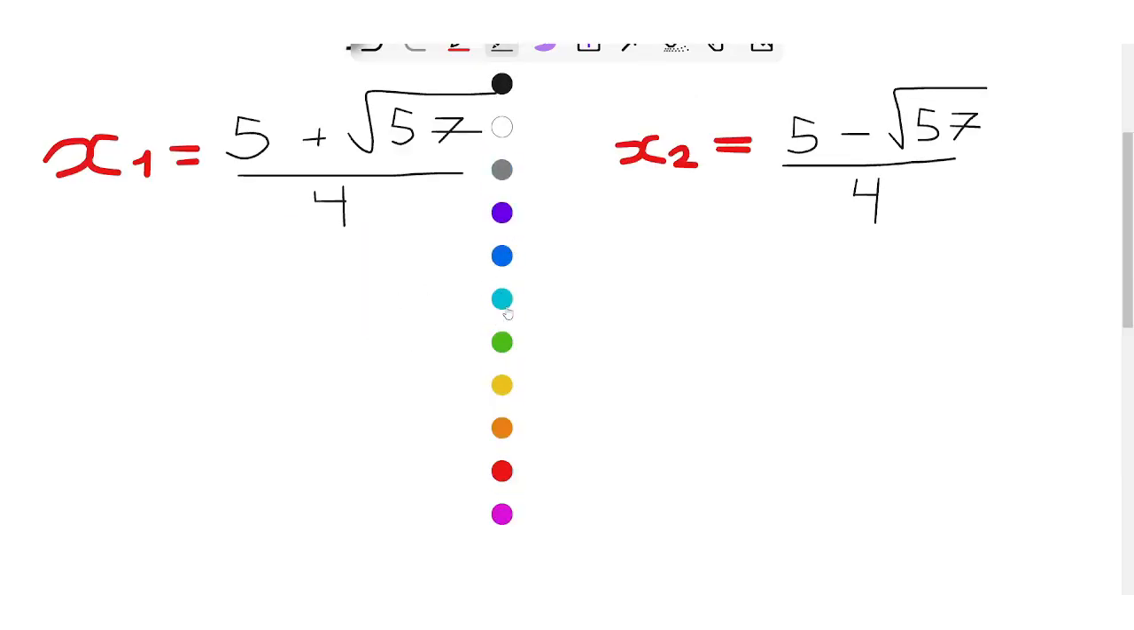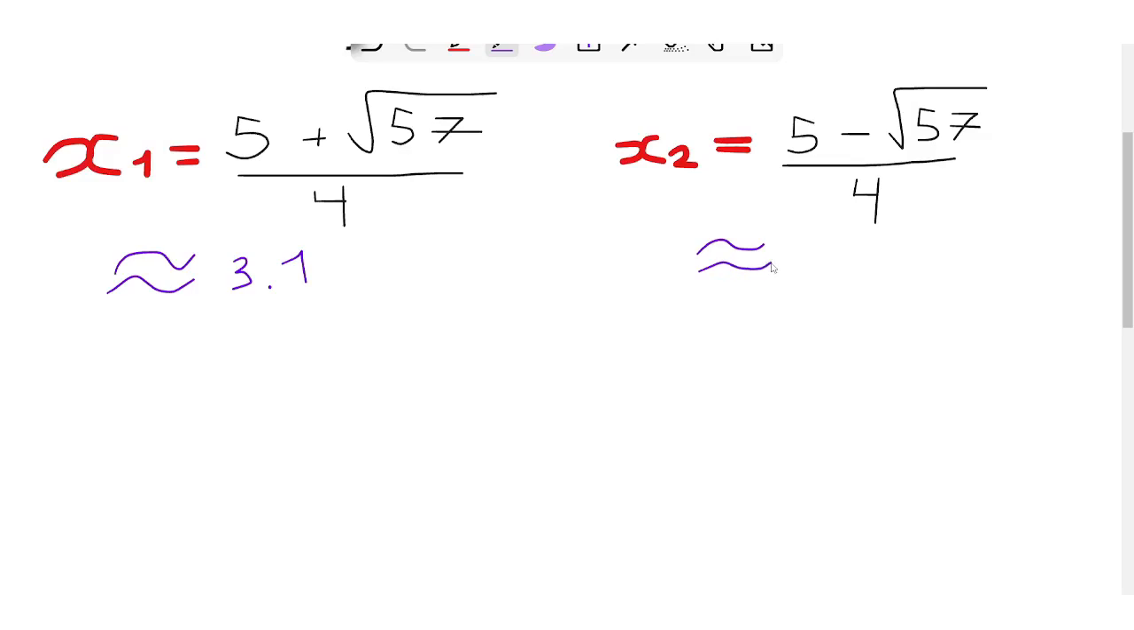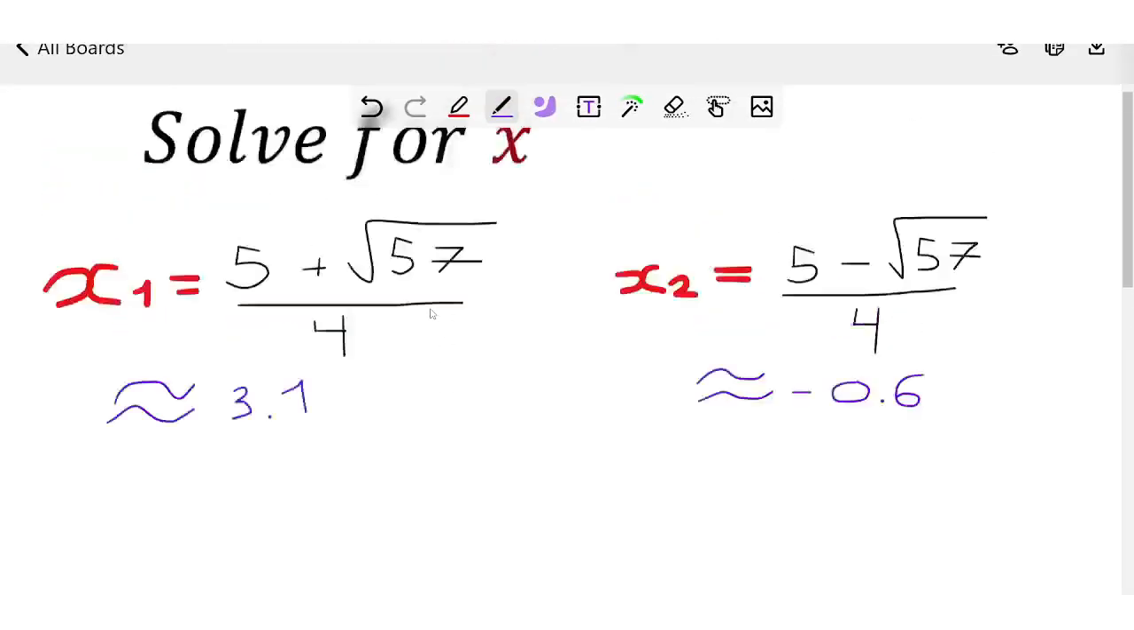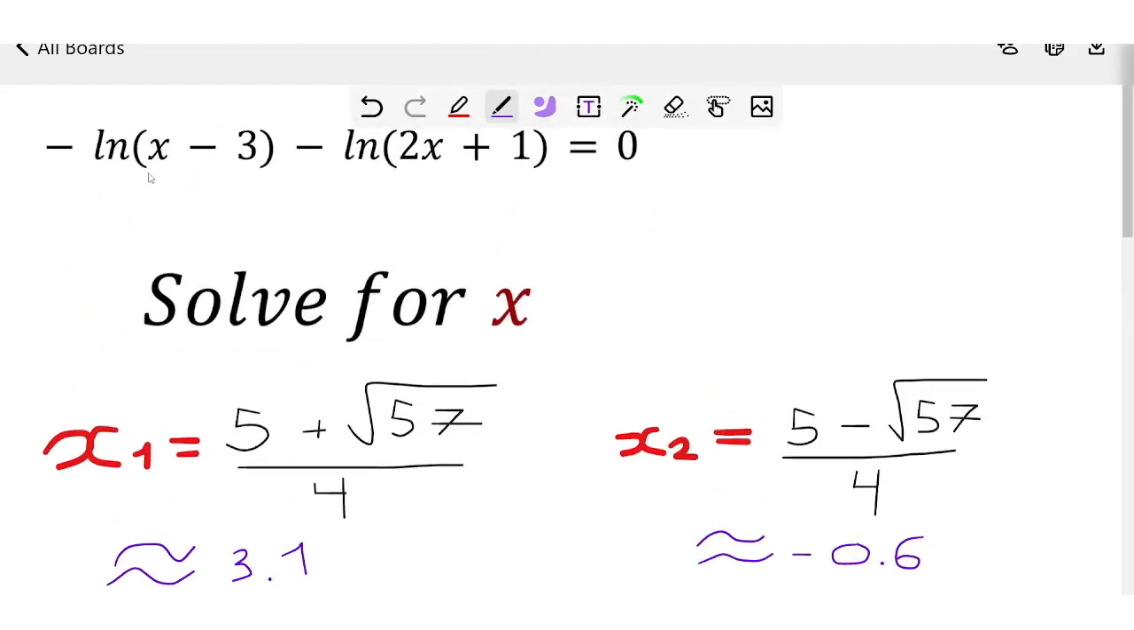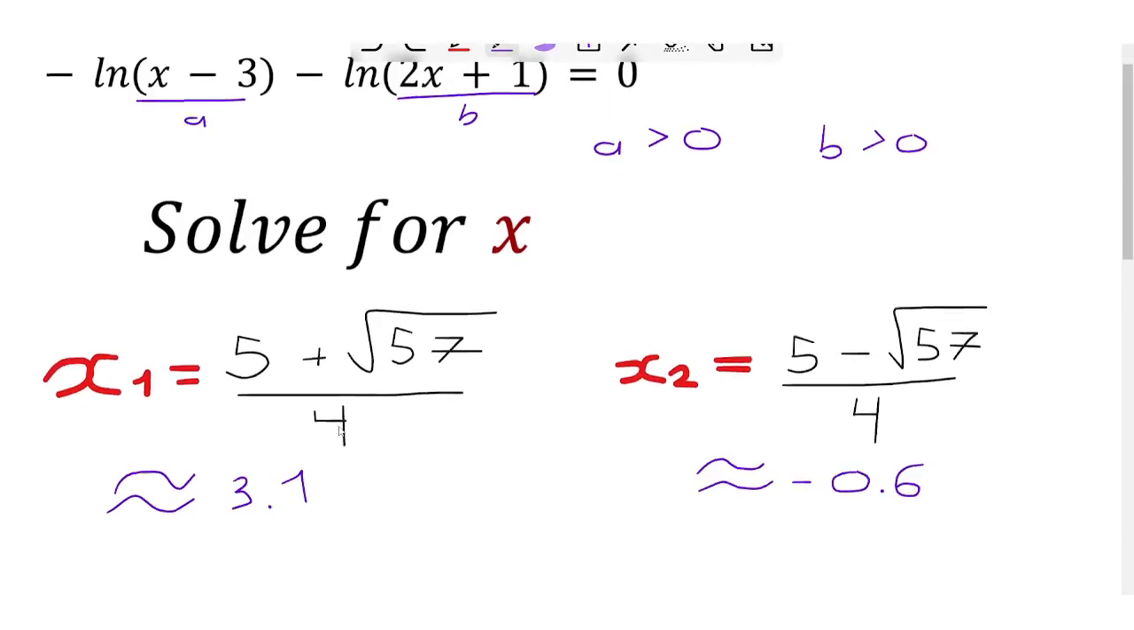So plugging these values into our calculator, we get x1 is approximately equal to 3.1, and x2 is approximately equal to negative 0.6. But if we remember, our natural logarithmic function is only defined for positive terms. So let's call this term a and this term b. Our function is only defined for a above 0 and b above 0. So let's make sure our two solutions verify these inequalities.